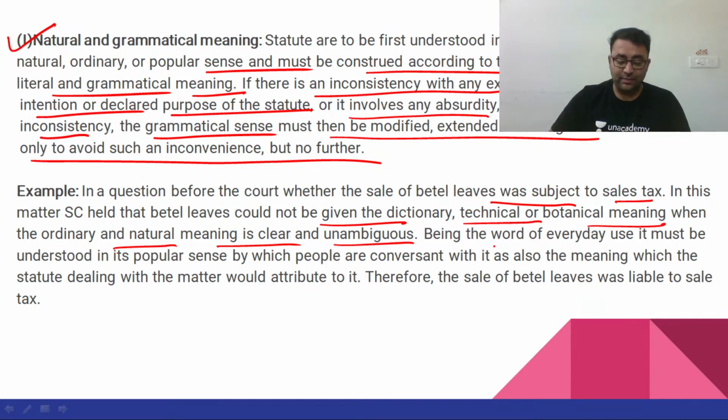So in this particular example, when the question came before the Supreme Court whether sale of betel leaves is liable to sales tax, the Supreme Court simply said, let's not get into technical terms or anything like that. In normal, popular terms, how is it used, betel leaves? It is used for human consumption, right? So when the natural meaning is clear and unambiguous, let's not get technical, and that is where the Supreme Court held that the sale of betel leaves was liable to sales tax.